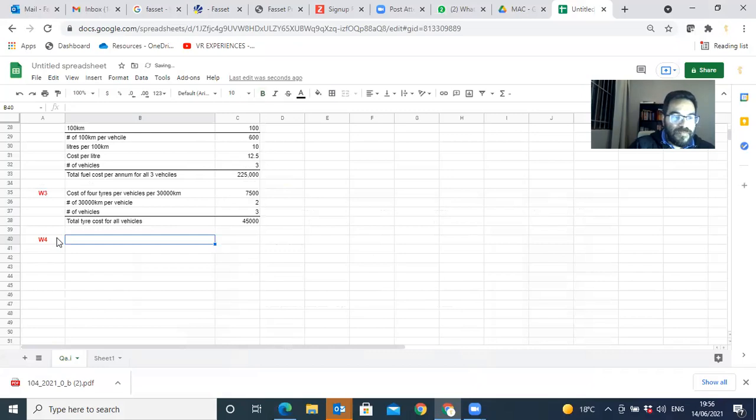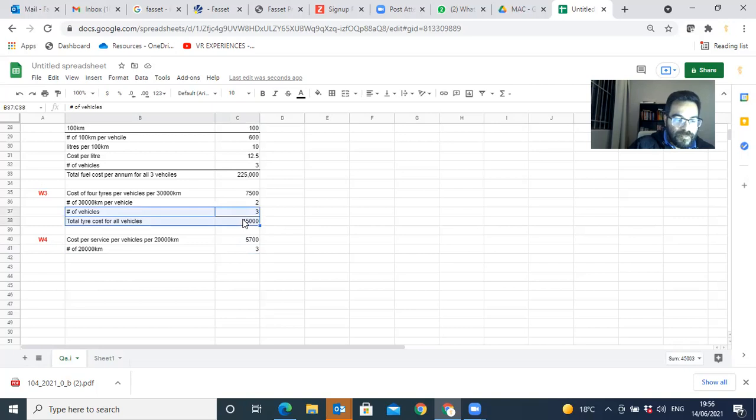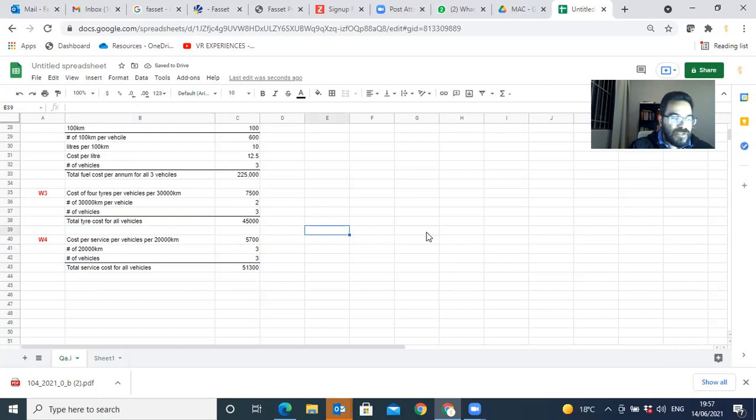Okay, so if I do another calculation, I'm sure you're getting the gist of it now. Working 4: cost per service per vehicle per 20,000 kilometers is 5,700. Number of 20,000 kilometers: each vehicle travels 60,000, so 1, 2, 3, that is 60,000 divided by 20,000, so it is 3, and then the number of vehicles. So the total service costs is 5,700 times 3 times 3.